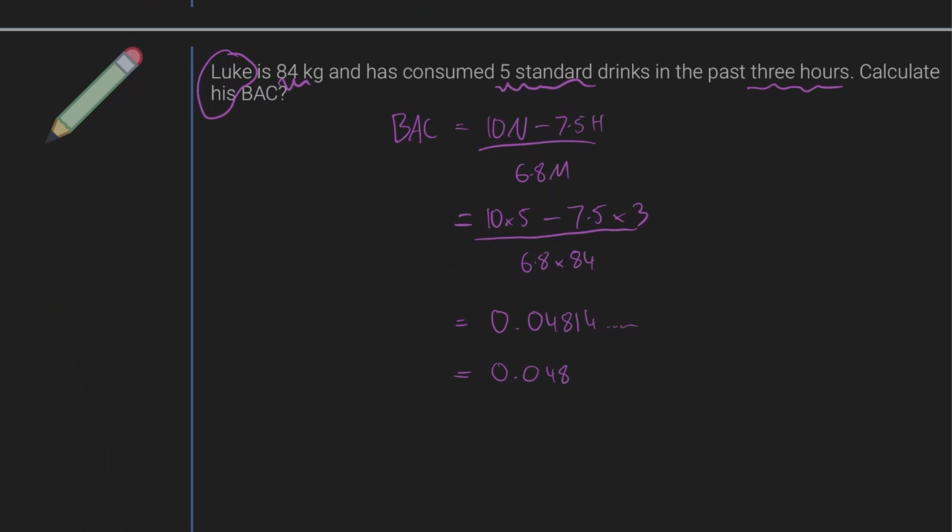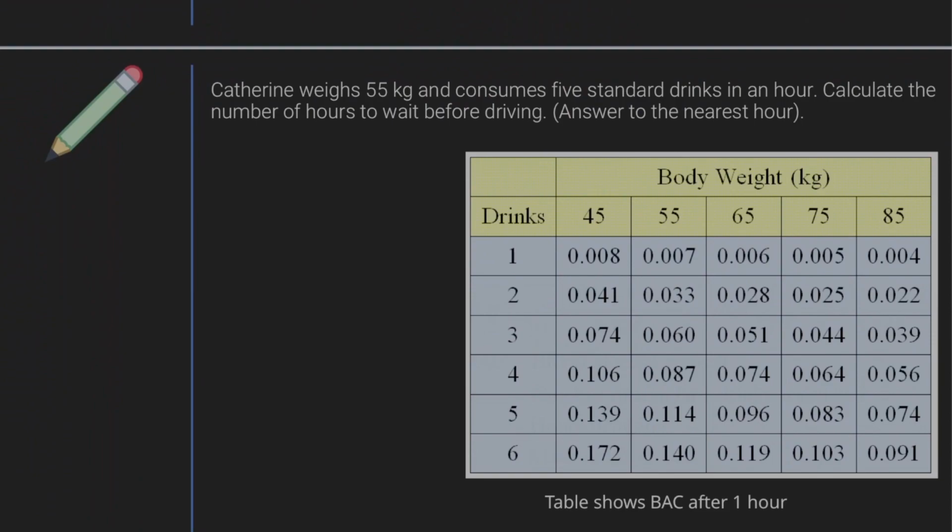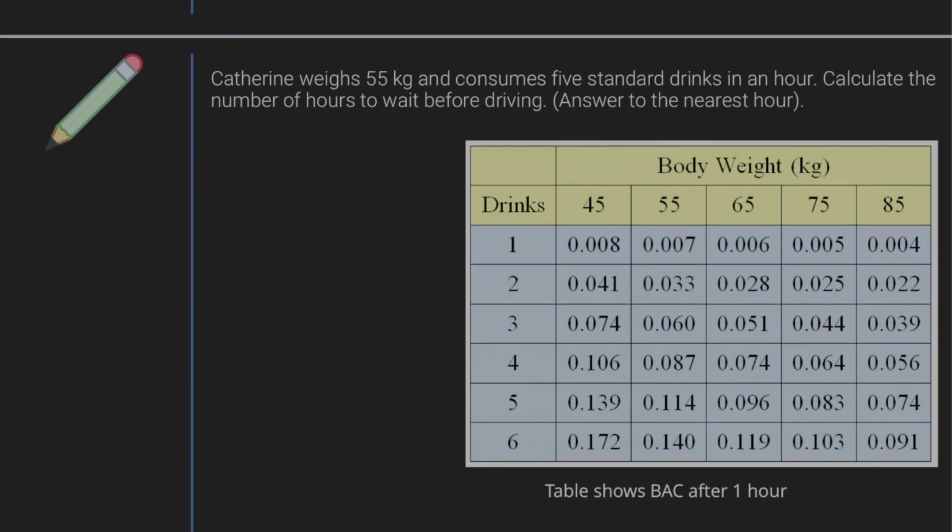All right. The other thing you might get asked to do is a question like this one where you have to read it from the table. So let's get the relevant information from the question. We got a 55 kilo person that has 5 standard drinks in 1 hour. So their blood alcohol content, we will read from the table. A 55 kilogram person that had 5 standard drinks. After 1 hour, their blood alcohol content is that.